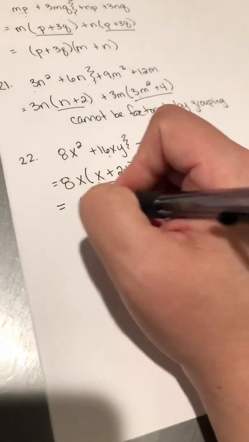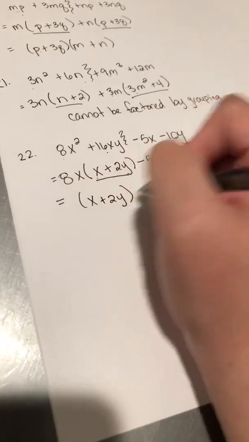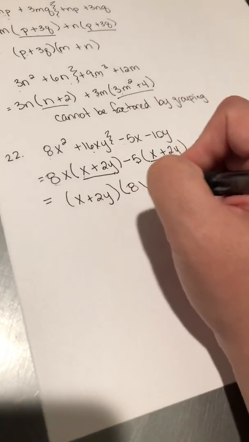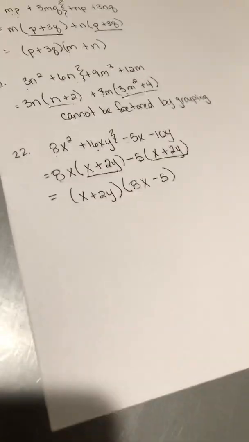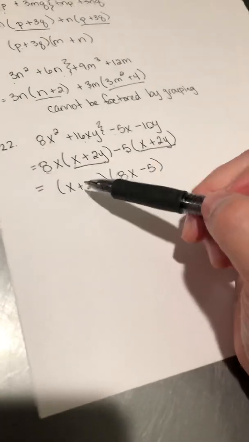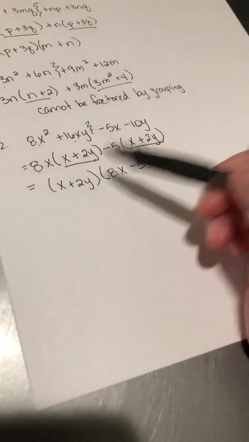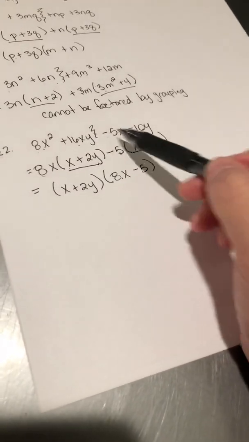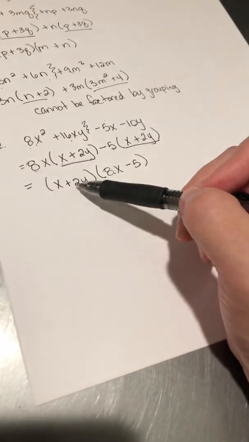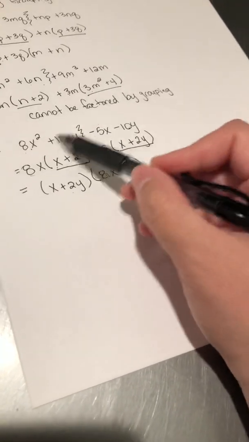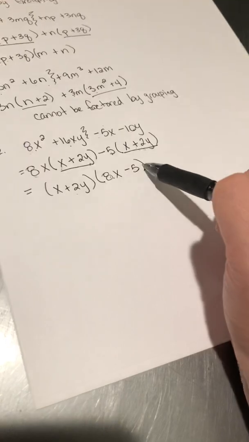So I have x plus 2y times, if I factor it out, I'm left with an 8x minus a 5. And again, you can check it, FOIL it: first, outer, inner, last. So x times 8x is 8x squared. X times minus 5 is minus 5x, which is here. 2y times 8x is 16xy, which is here. And 2y times minus 5 is minus 10y.